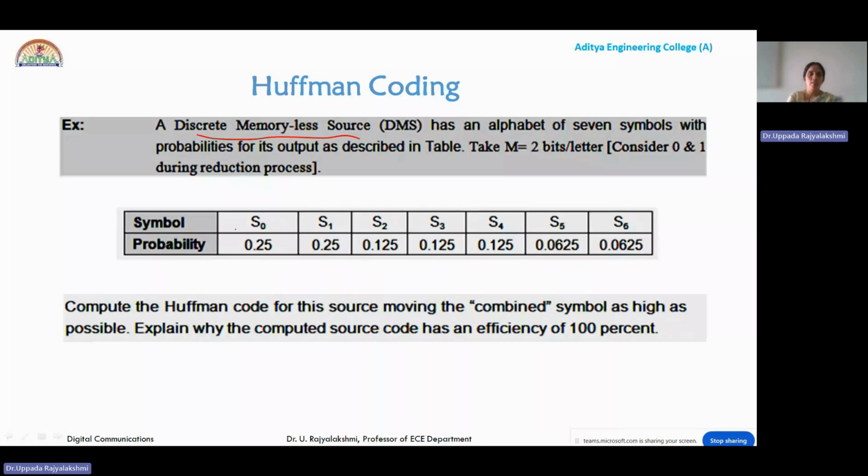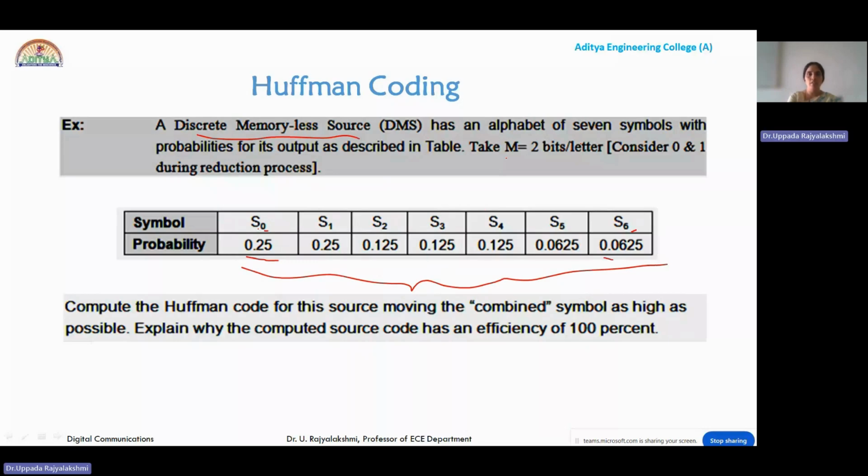Here they have considered 6 symbols in a particular alphabet that range from S0 to S6, that is, a total of 7 symbols. And the respective probabilities are also given for each and every symbol. If you take the sum of all the probabilities from S0 to S6, it will be equal to 1.